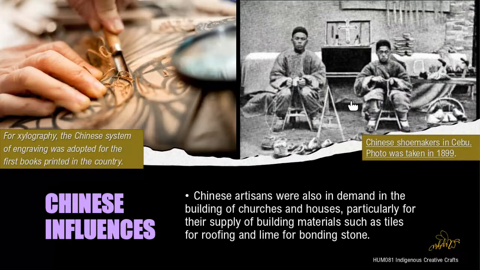And then interesting also here we have the shoemakers in Cebu, taken in 1899, very much the traditional Chinese that is usually pictured in kung fu movies. So the Chinese artisans were also in demand in the building of churches and houses, particularly for their supply of building materials such as tiles for roofing and lime for bonding stone.